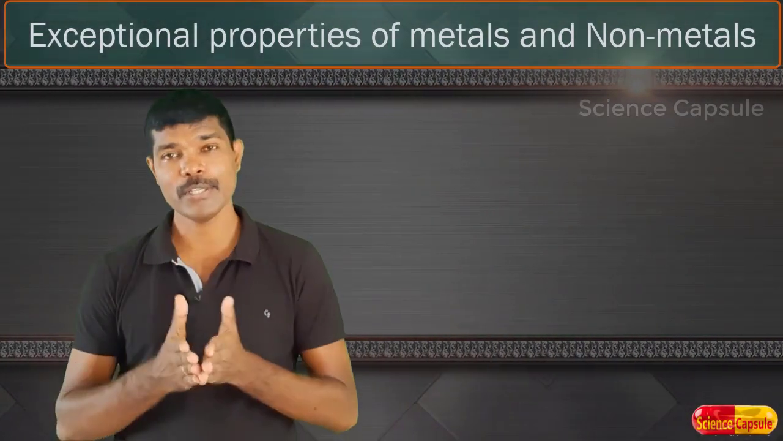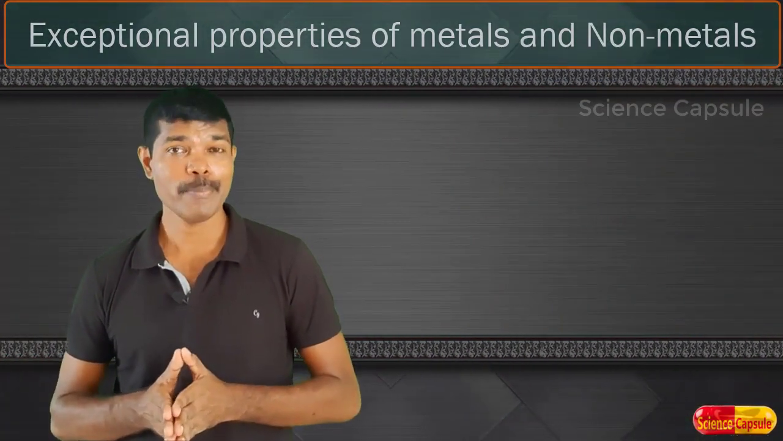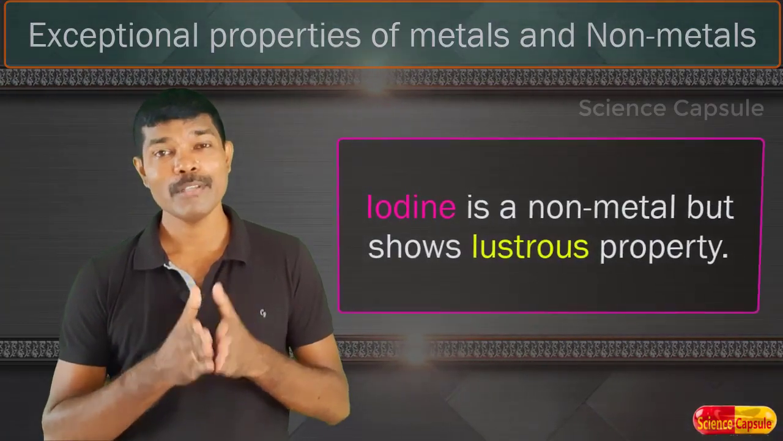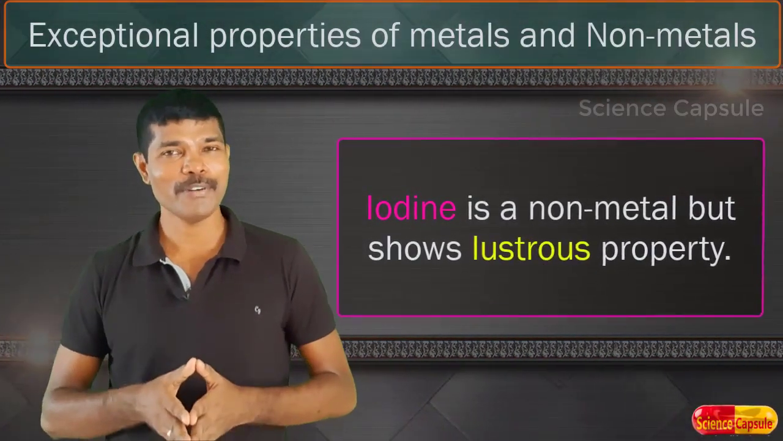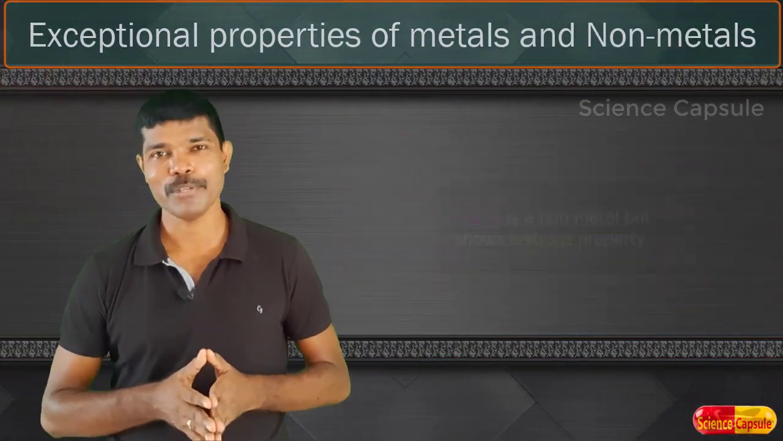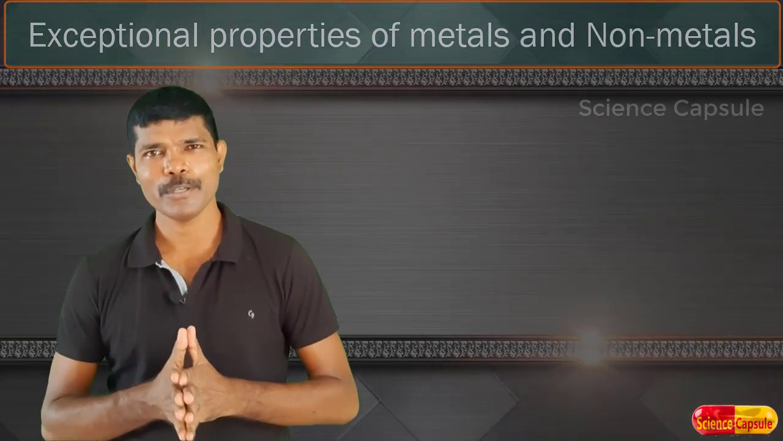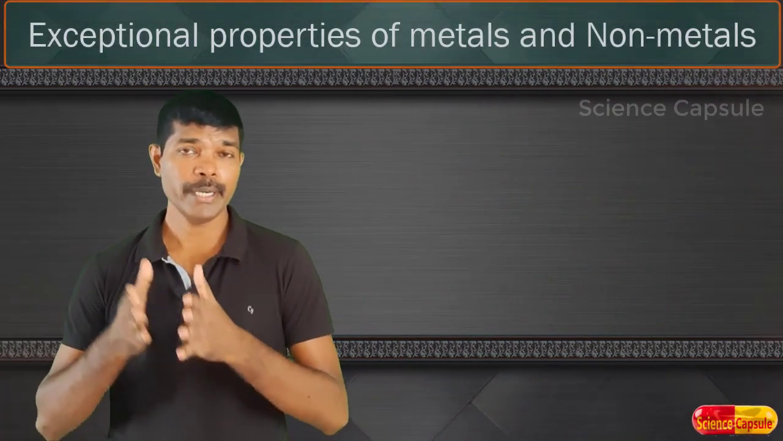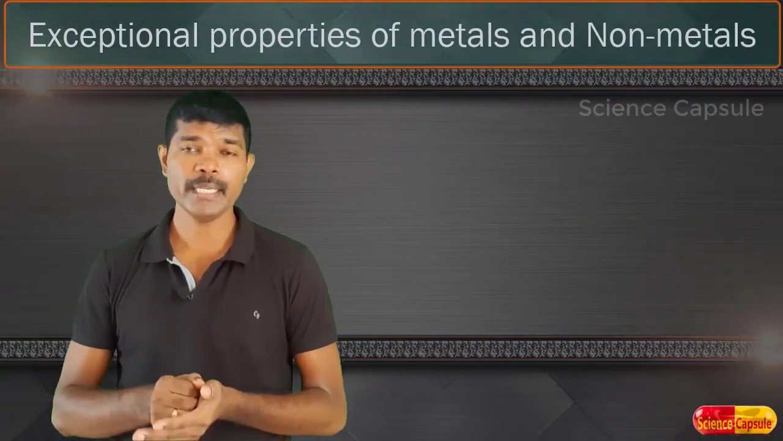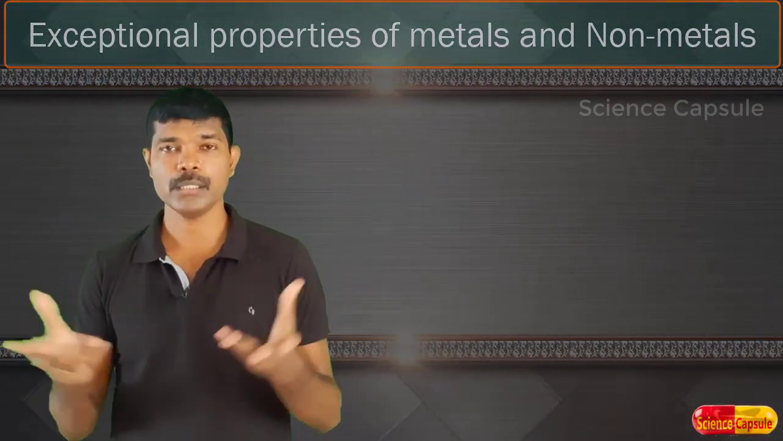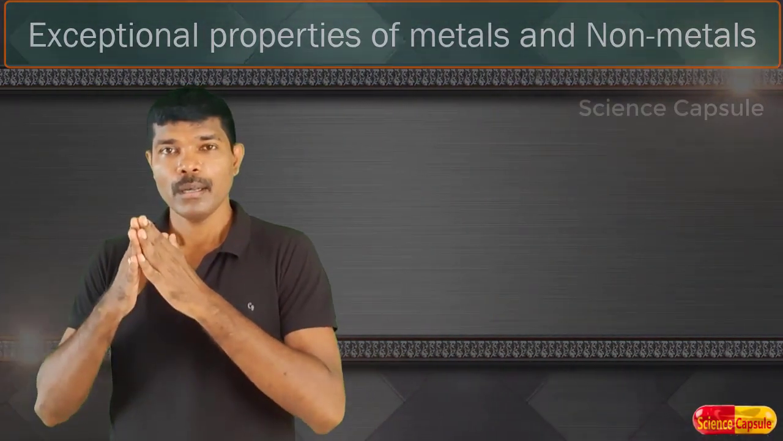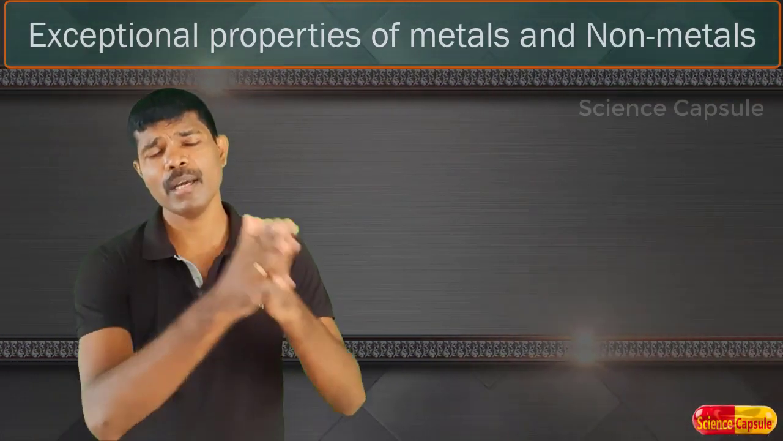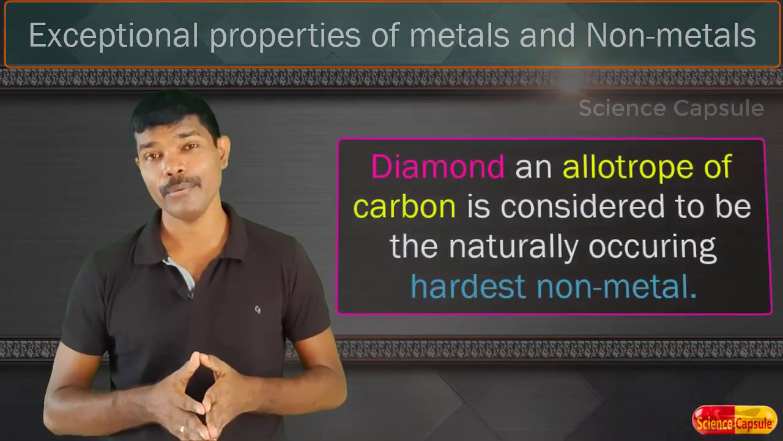Metals are lustrous, that is, they show the property of a shiny appearance, whereas non-metals do not show this property. Here the exception is iodine, which is a non-metal and shows the property of lustre. So this is an exception. Here is one of the most important exceptions of non-metals: we have seen non-metals are soft in nature and brittle, that is, when beaten they change into small pieces. Whereas an allotrope of carbon called diamond is the only naturally occurring hardest non-metal in the universe.